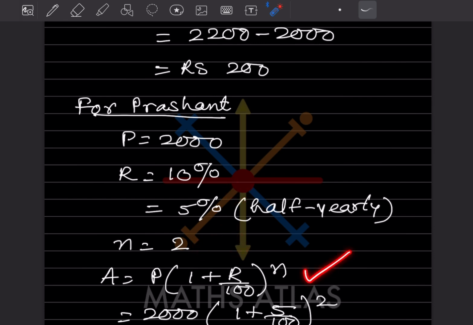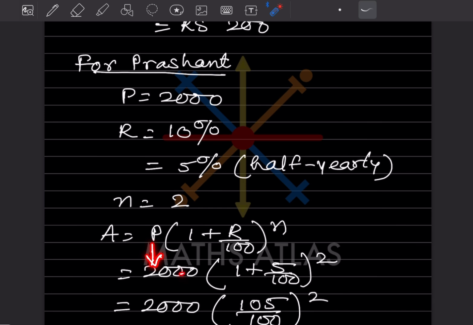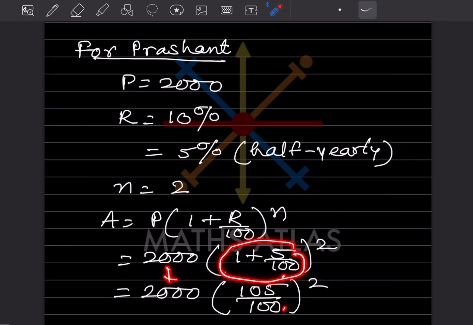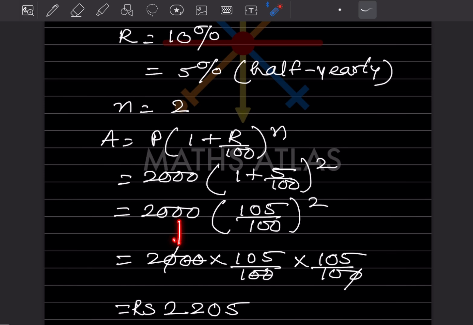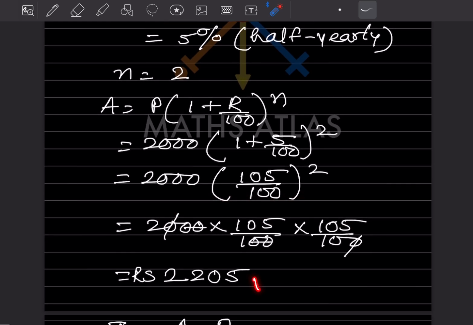The formula is going to be the same. P is 2,000. Here R you are going to put as 5% and not 10% because this is half yearly, and N will be 2. So 2000 into 105 divided by 100 raised to 2. You multiply this part twice. These 2 zeros get cancelled, and this one and this 1 zero get cancelled. So when you multiply and divide by 10, you get rupees 2205.